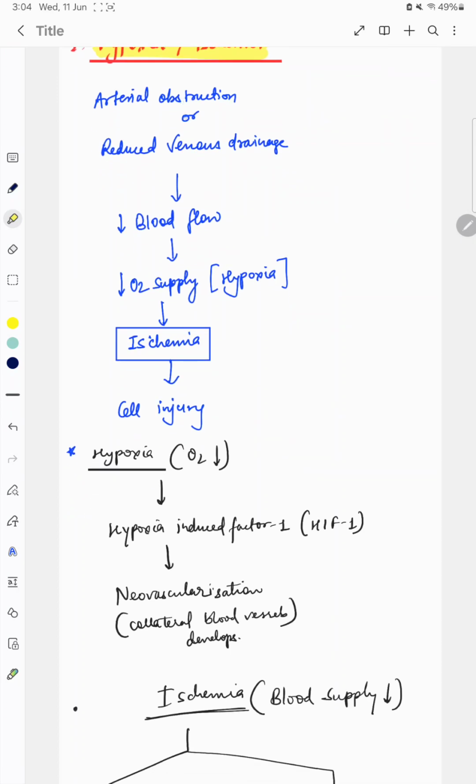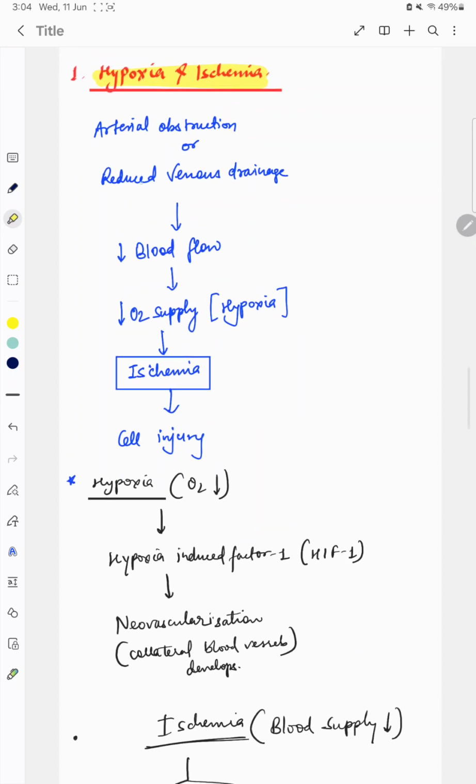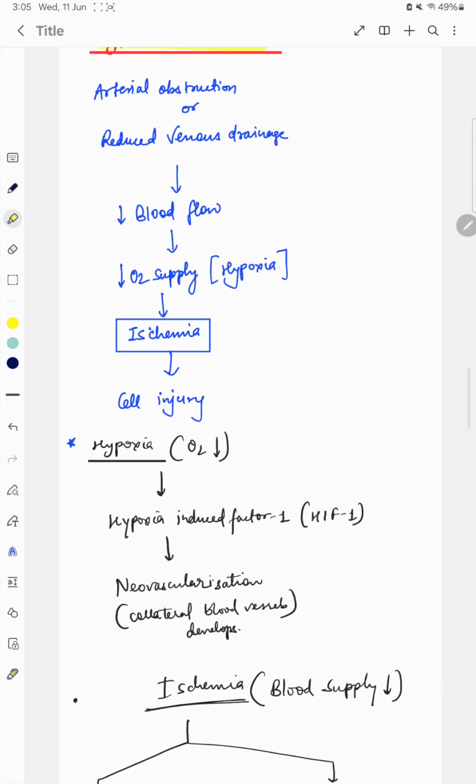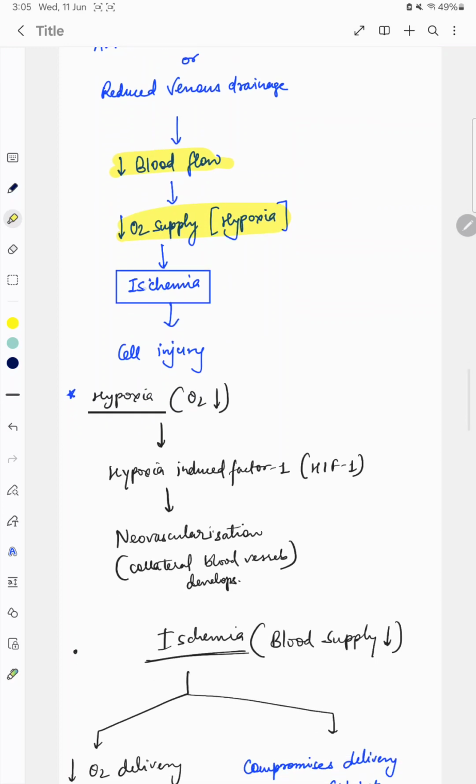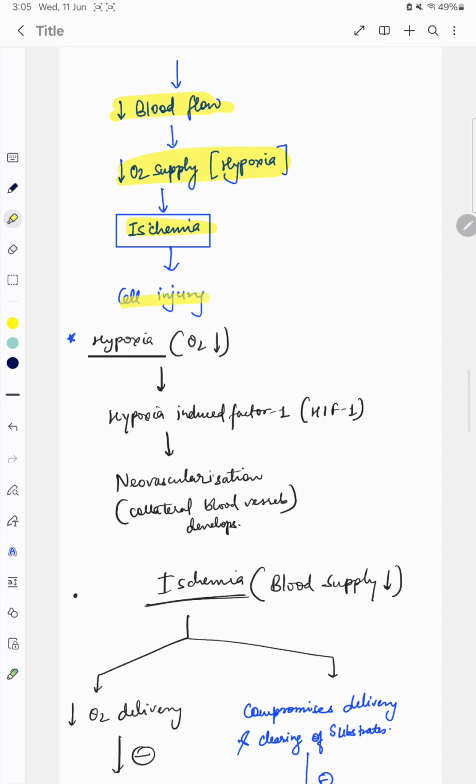In arterial obstruction or reduced venous drainage, there will be decrease in blood flow, which ultimately results in decreased oxygen supply, which is known as hypoxia. Ischemia stands for decreased blood supply, and this results in cell injury.